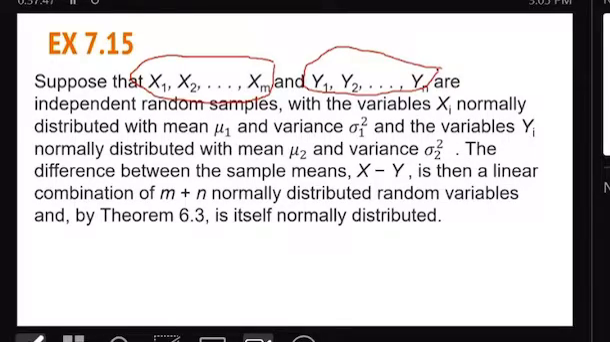The difference between the sample means, that is x bar minus y bar, is then a linear combination. Give me 1 second. Between the sample means, there should be a bar here and a bar here. When I'm talking about sample means, you can correct that, okay? Now, it is then a linear combination of m plus n normally distributed random variables. Of course, if x is a random variable and y is a random variable, x minus y is also a random variable, and x plus y is a random variable. So that is going to be normally distributed. So, what is the question?